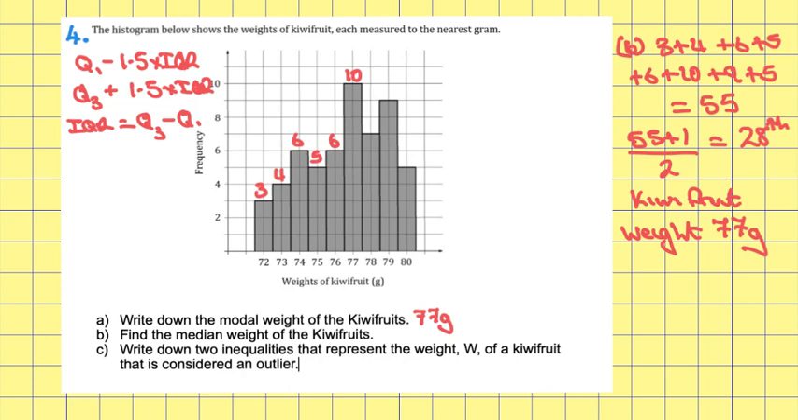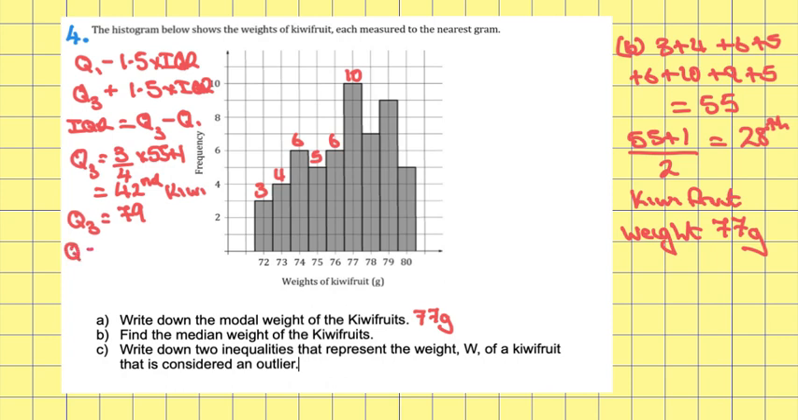Well, I need to find where Q3 is. Q3 is 3/4 times 55 plus 1, which is equal to the 42nd kiwi. And if I look for the 42nd kiwi, Q3 is equal to 79.